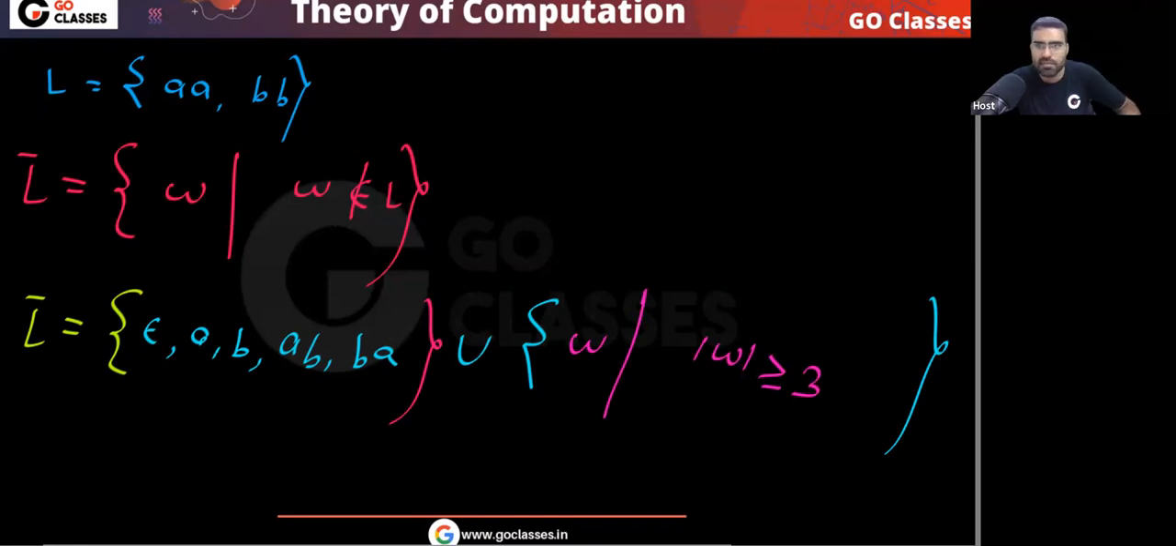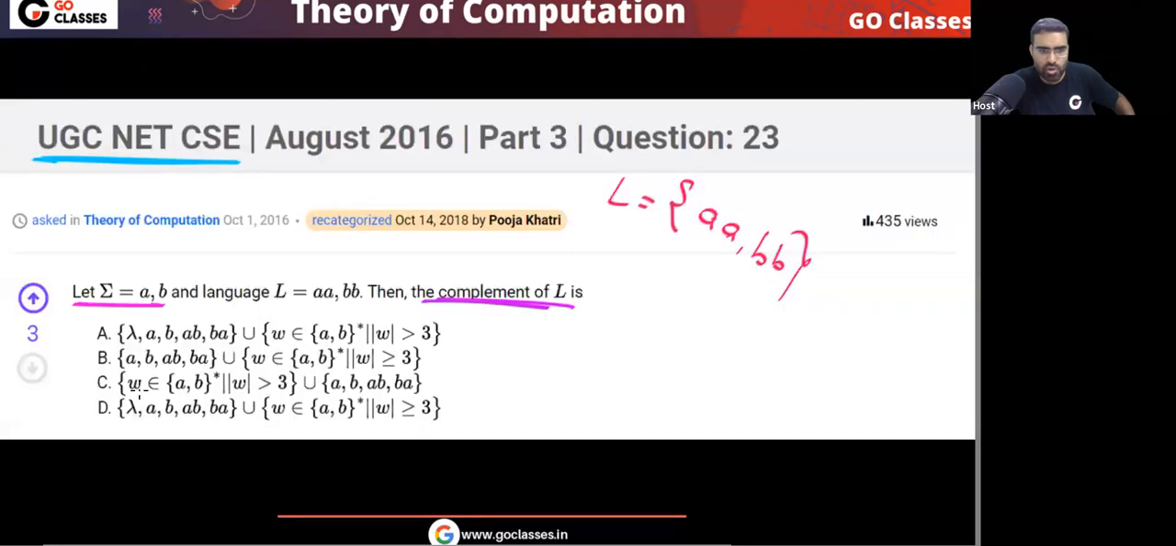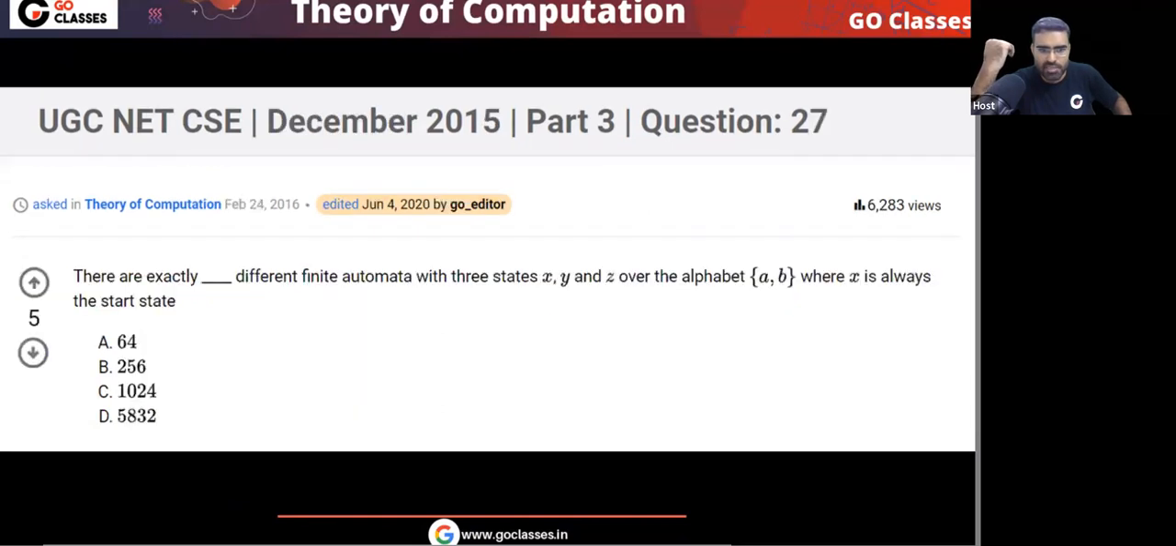Every string of length greater than or equal to 3 is not in L. Okay, is this clear? So very simple, this is your answer. So you can notice these strings belong to L. So which strings are not in L? These strings are not in L and these strings are not in L. So your L complement will be these strings union all the strings whose length is greater than or equal to 3. So answer will be option D. So very simple question. Now let's come to this question.